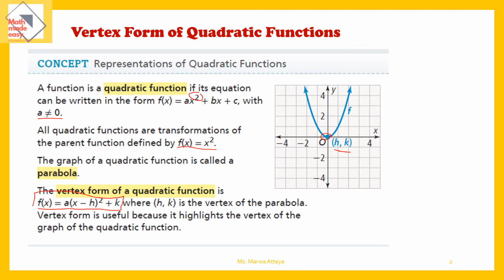F of x equals a times x minus h all squared plus k. H and k, as we said, represent the vertex of the parabola. Vertex form is useful because it highlights the vertex of the graph of the quadratic function. So once we see a function written in this form, it's easy for us to find the vertex.